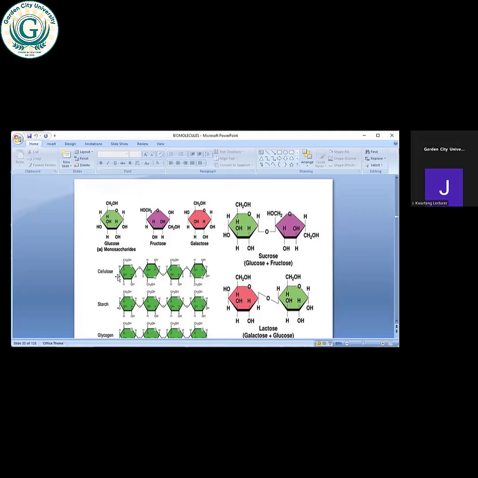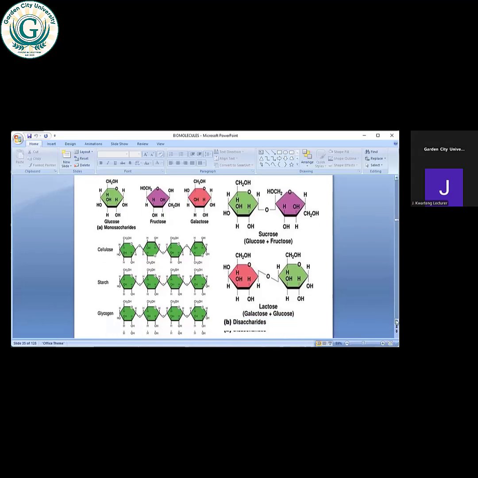In our body, we don't have cellulose. Cellulose usually occurs in plants and in wood. But starch comes from our diet, and glycogen is what occurs in our body. So usually excess carbohydrate is stored as what? Glycogen.